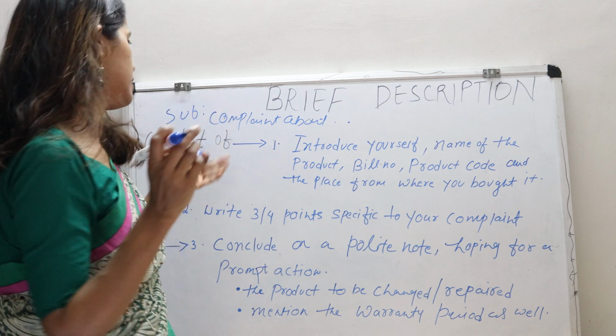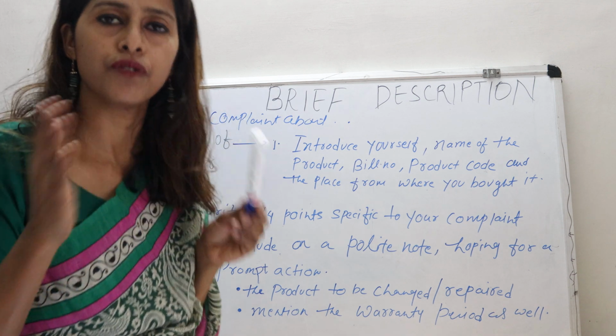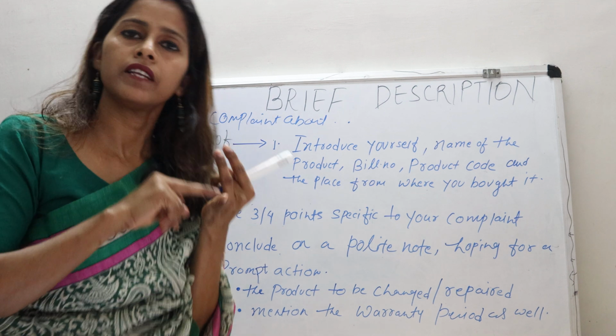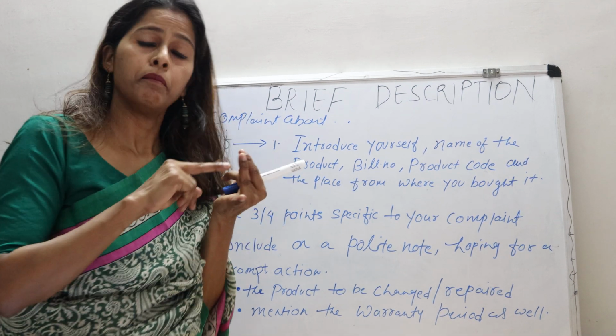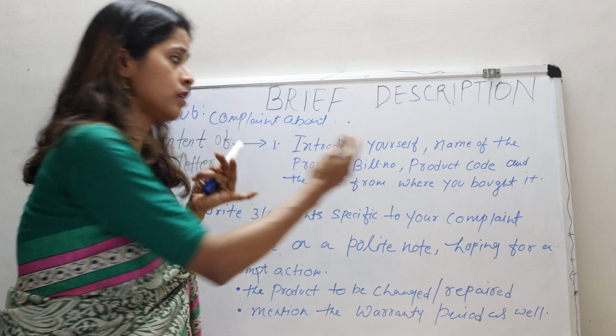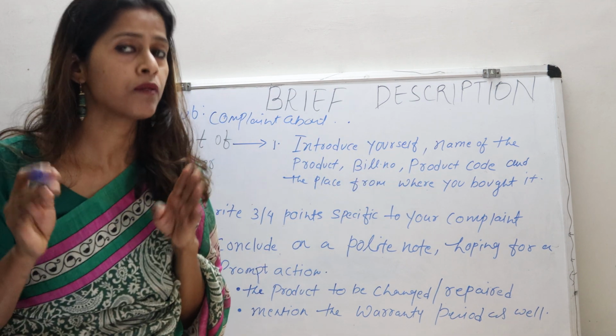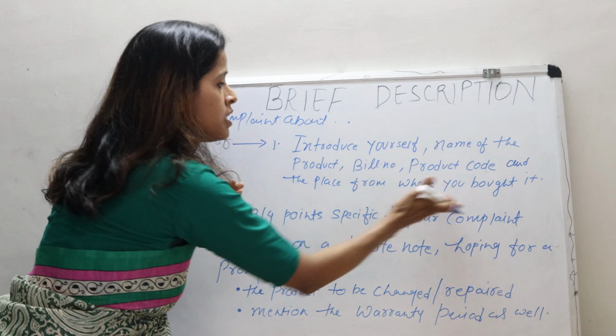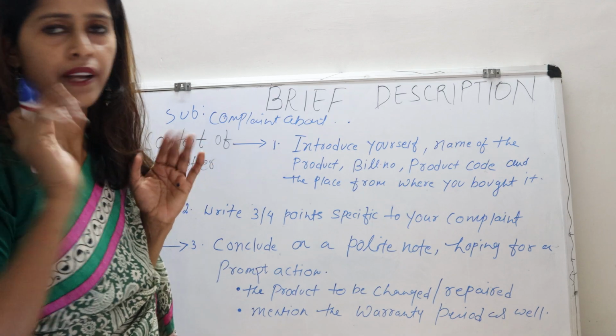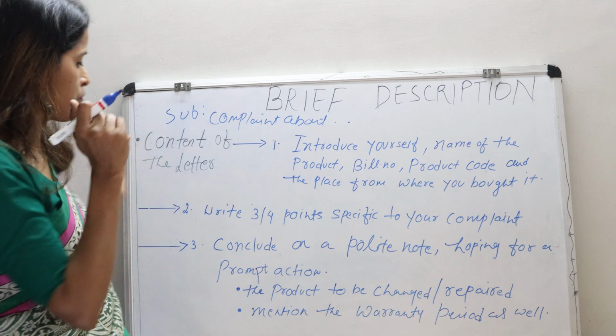So, paragraph 1. In paragraph 1, you have to introduce yourself. It means you have to write the name of the product, the bill number, the product code, and also the place from where you bought your product. All these things should come in your first paragraph.